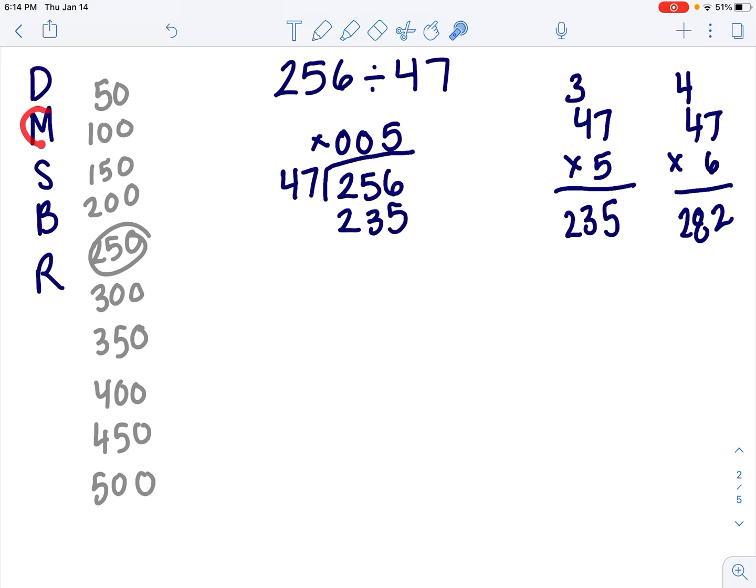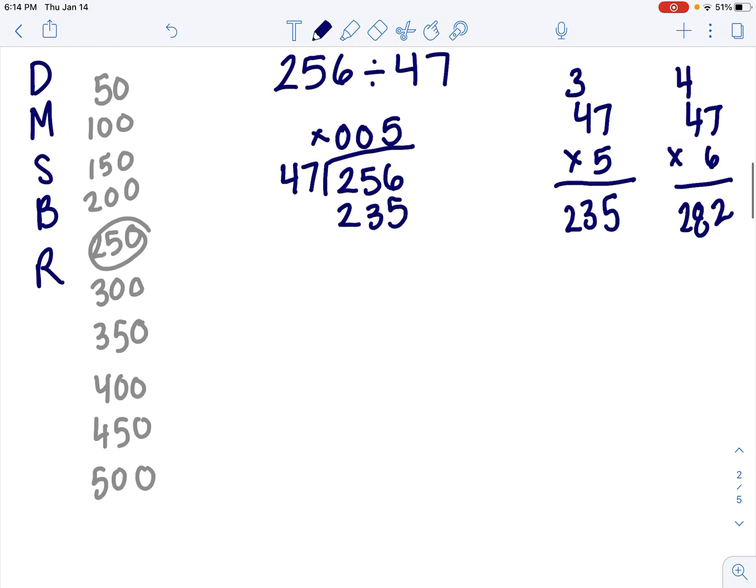Okay, we multiplied, so our next step is to subtract. 256 minus 235. 6 minus 5 is 1. 5 minus 3 is 2. Now I look to see, is there anything over here to bring down? And there isn't. I also check to see if my answer to that subtraction problem is less than my divisor. And 21 is less than 47. So we know that 21 can be our remainder.